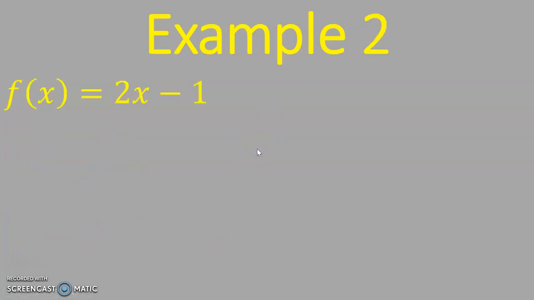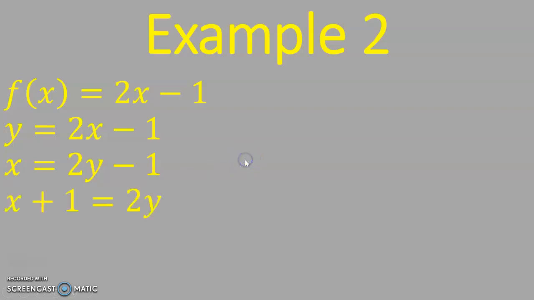Second example, a little bit more complicated here for this linear function. F of x equals 2x minus 1. Again, change f of x to y. Again, switch x and y. Here we have 2 steps, get y by itself. We first add the 1 over, so that 1 goes over there. We then divide by 2 to get this look.